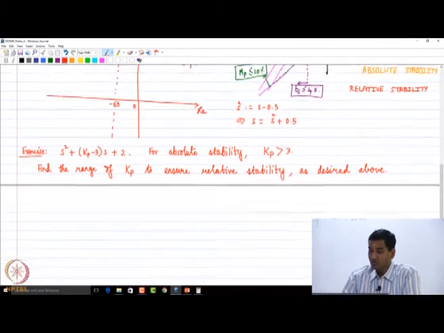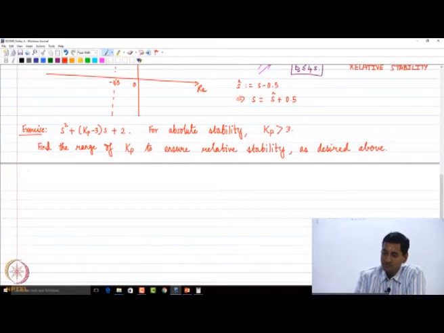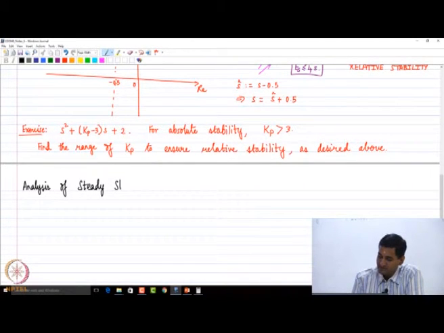Okay, so one more thing which we are going to do today, at least start today, is analysis of steady state errors. Before we put everything together and start doing controller design, this is something which we are going to discuss today. So how do we analyze steady state errors?